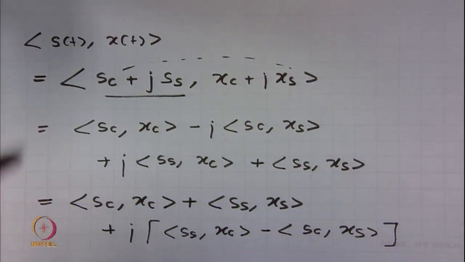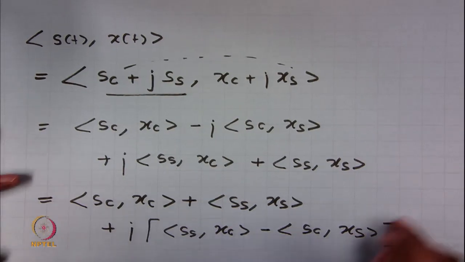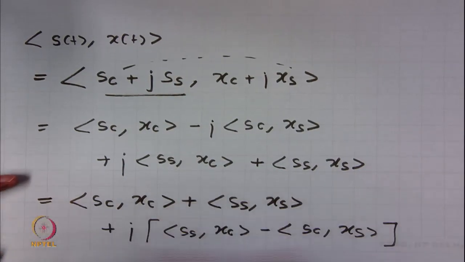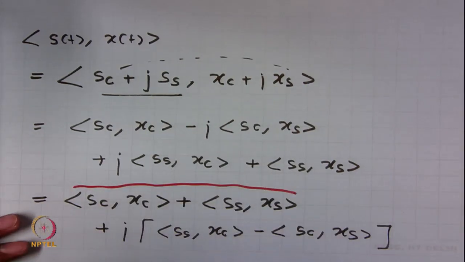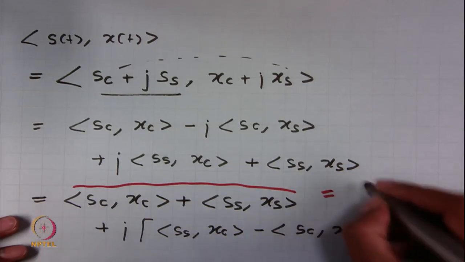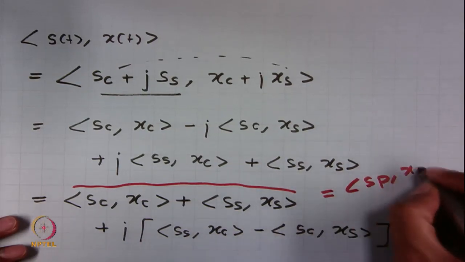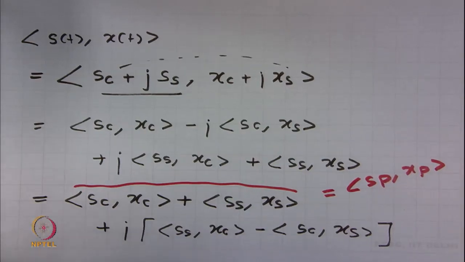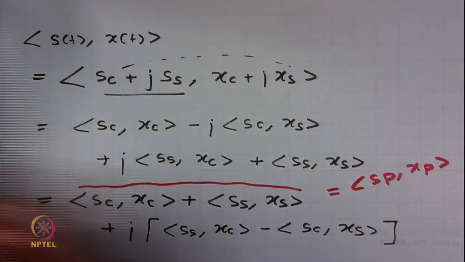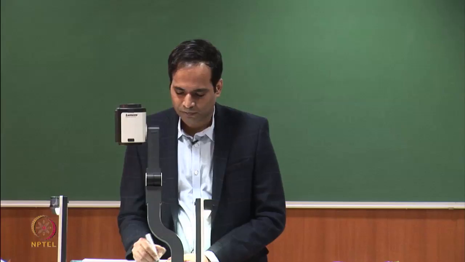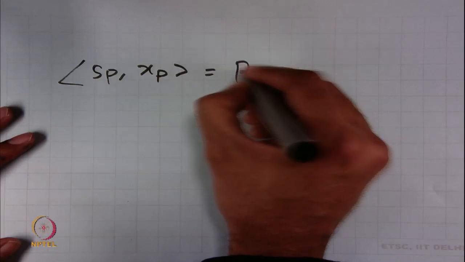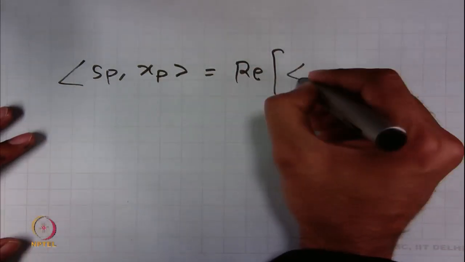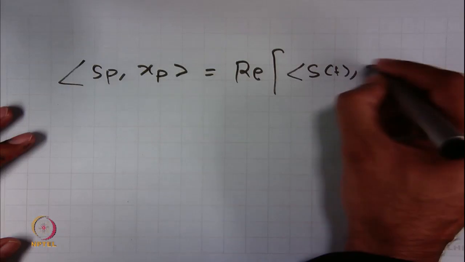Okay. The most interesting thing to see is that if I take the real part of this quantity, what I end up with is this, and this quantity, as I have seen, is nothing but the inner product of SP with XP. And hence, now I have a relationship between the inner product of passband signals and their complex baseband representation. So, there is a big idea that the inner product of SP with XP is nothing but the real part of the inner product of ST and XT.